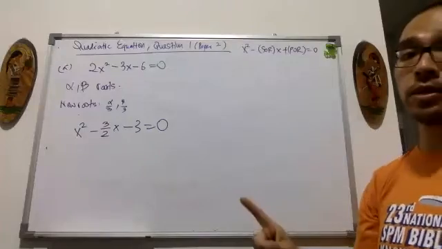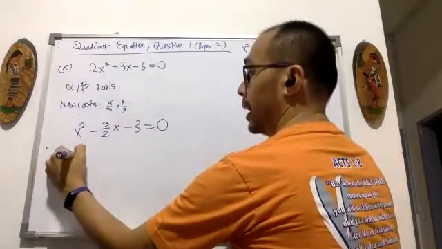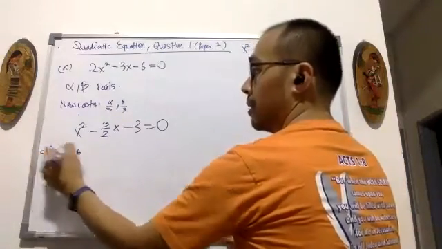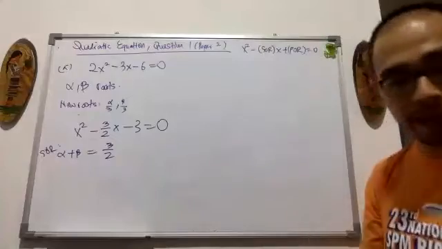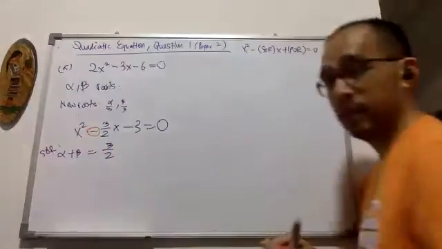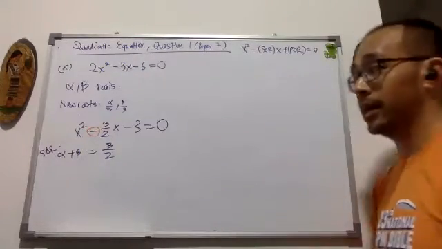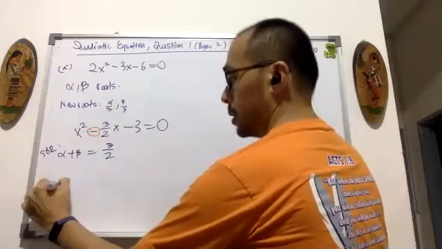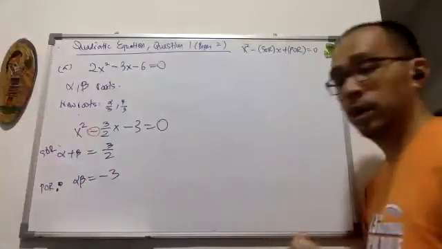Then I can use the sum of roots and the product of roots. So alpha and beta is the sum of roots. Sum of roots, alpha plus beta is equals to 3 over 2. Don't forget that for the sum of roots, we must change the sign. From negative become positive, from positive become negative. And the product of roots, alpha times beta, will be negative 3.